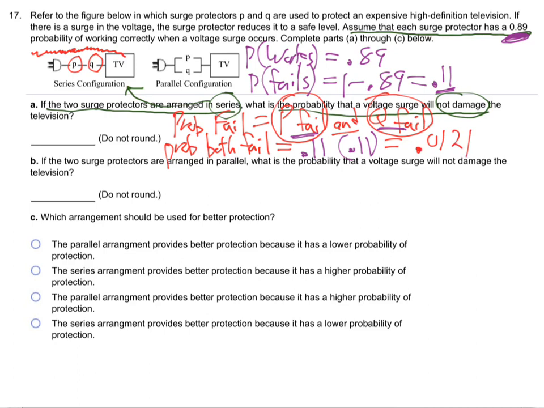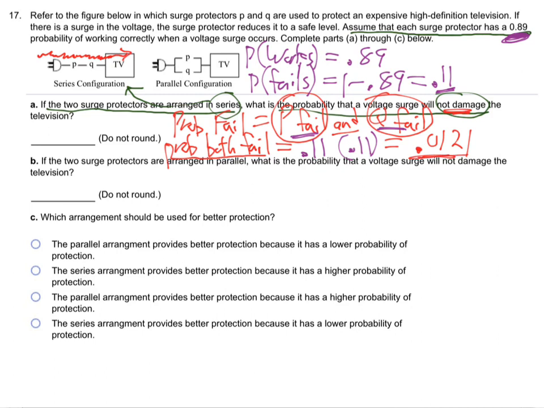0.0121. That's the chance they're both going to fail. Now, that's not quite exactly what they asked me. They asked me what's the chance that they're going to work and not damage. So now, if they both fail, if both P and Q, if some kind of high power electric surge comes in here and P fails to stop it and Q fails to stop it, it'll get through and wreck your TV. So what's the chance of that?